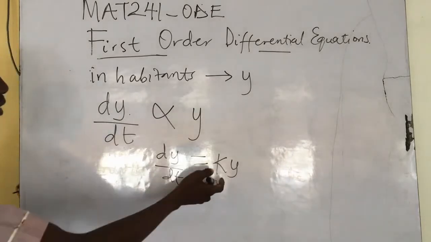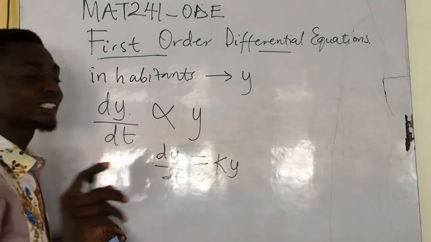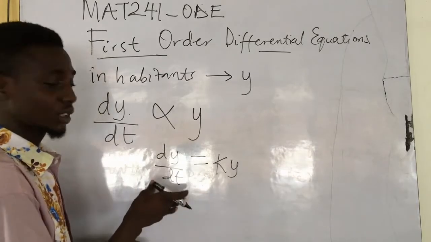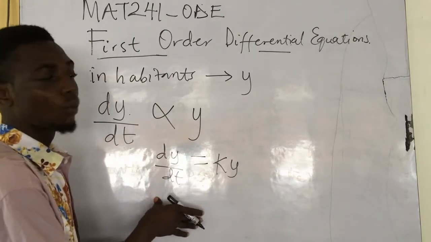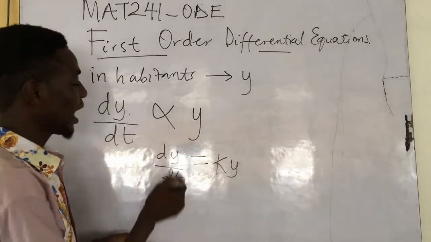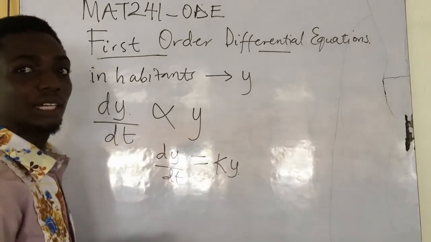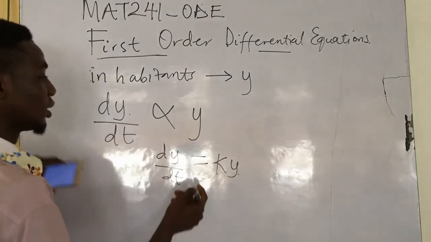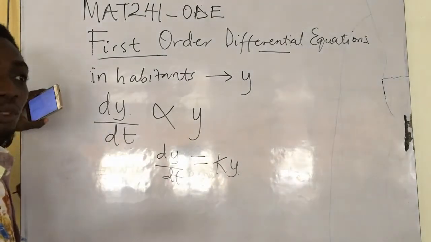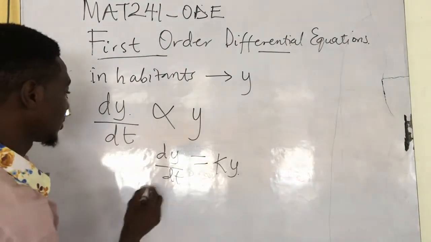Now, how do we go about solving this equation? This is the first new thing I'm bringing to the forefront in this topic. We have to make sure we bring all the y's together. We have dy here, we have y here. How do we do that? We do a sort of cross multiplication, like we are used to in our secondary school algebra.